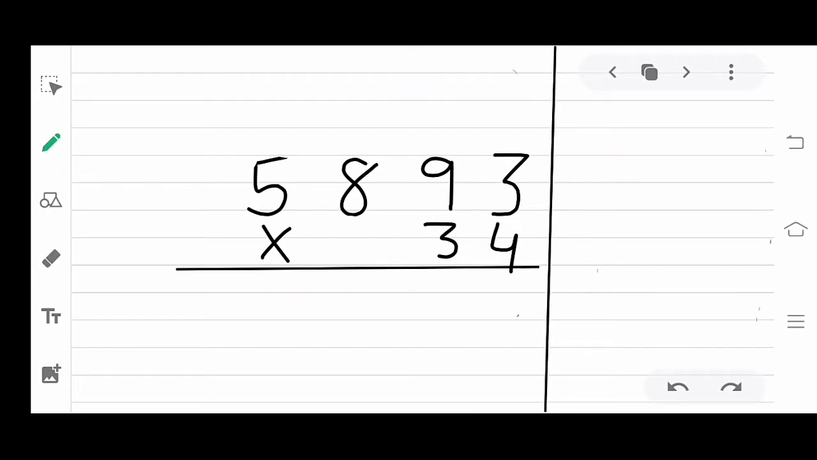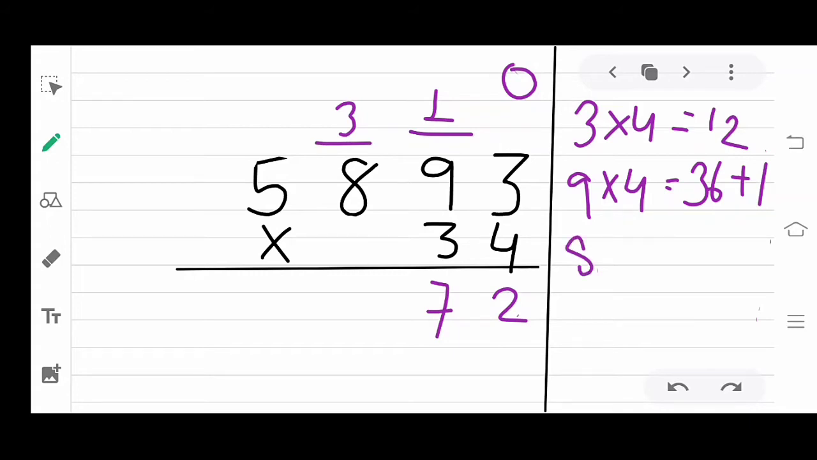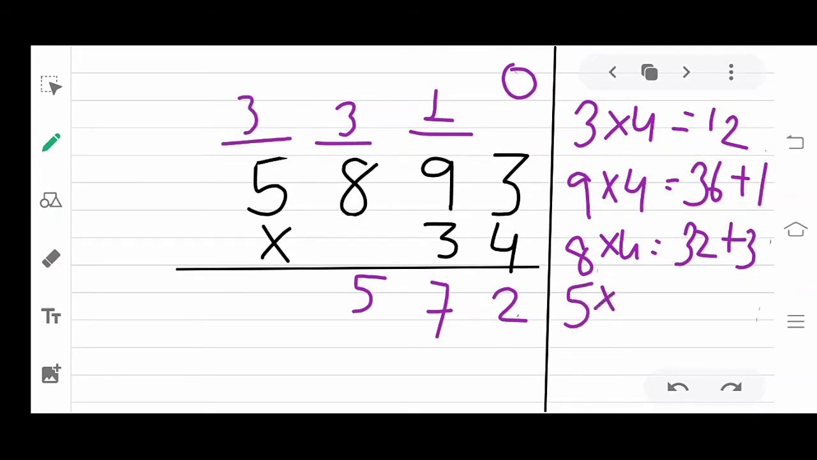So here, 3 multiplied by 4, answer is 12. So 2 and 1. Next, 9 into 4 is equal to 36. Carried 1, so it becomes 37. 7 and 3. Next, 8 into 4 becomes 32 plus 3, 35. So 5 and 3. Next, 5 into 4, 20 and carried 3, so the final answer is 23.